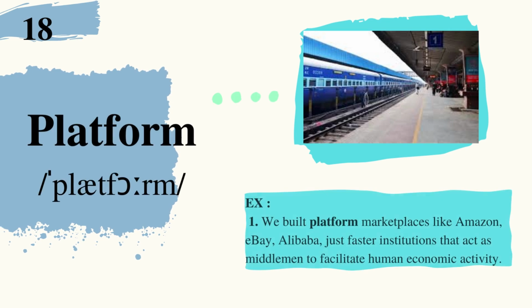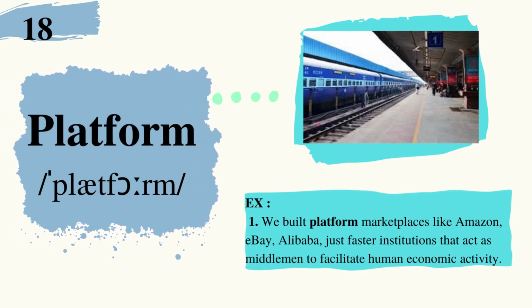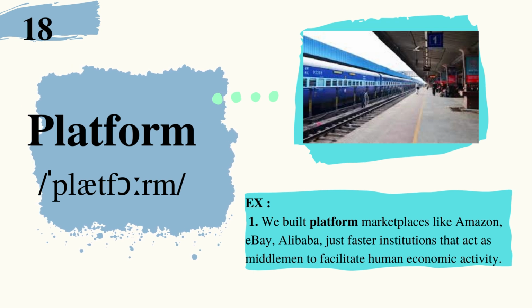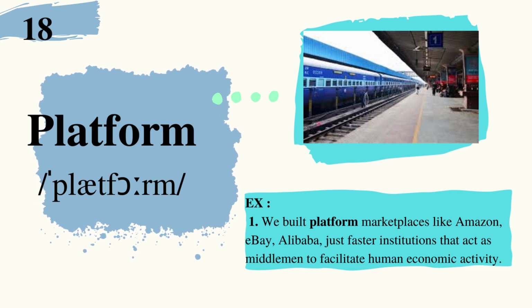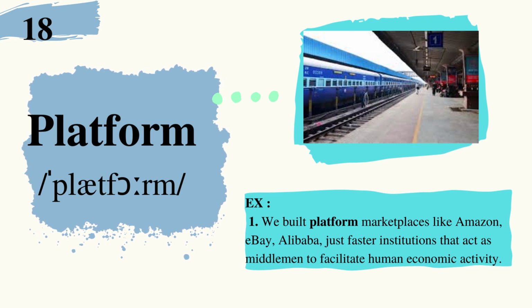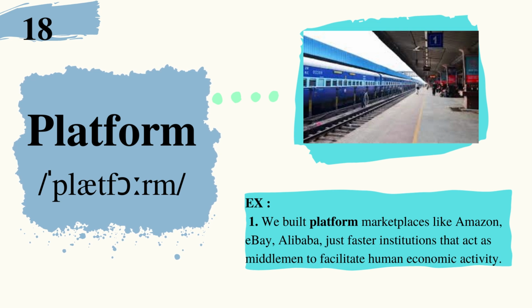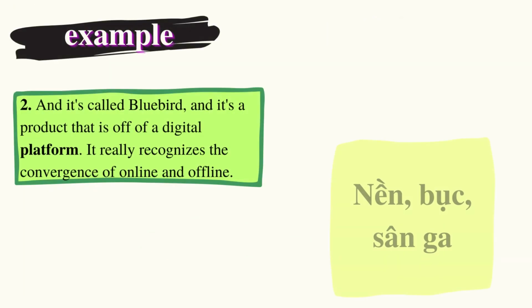18. Platform. Platform. Example. We built platform marketplaces like Amazon, eBay, Alibaba, just faster institutions that act as middlemen to facilitate human economic activity. And it's called Bluebird. And it's a product that is off of a digital platform. It really recognizes the convergence of online and offline.